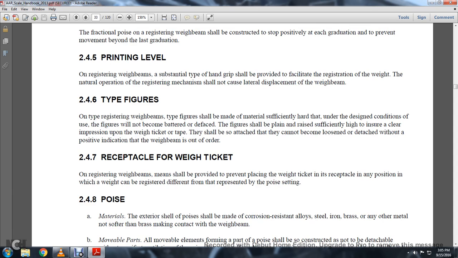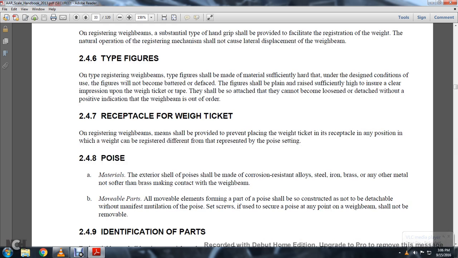2.4.7 Receptacle. The weight ticket on registering the weigh beam. The means should be provided for placing the weight ticket in its receptacle in the position of the weight of the car. The weight can be registered differently with the representative of the poise setting.